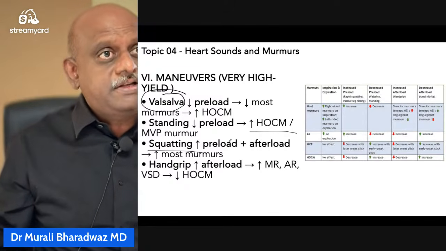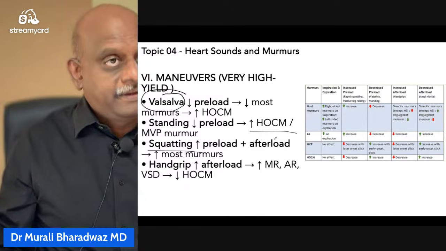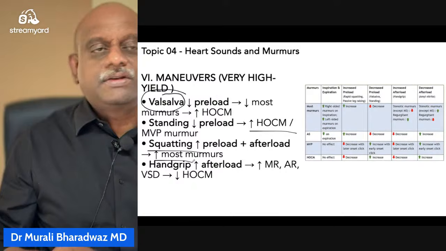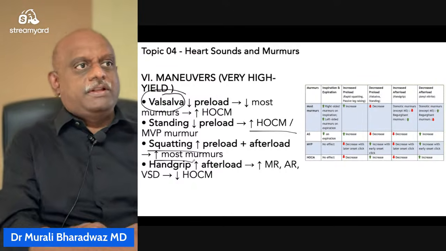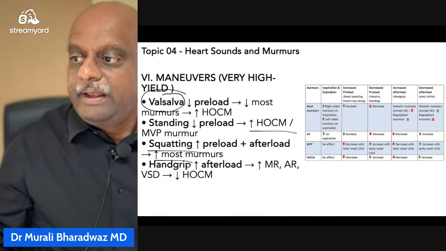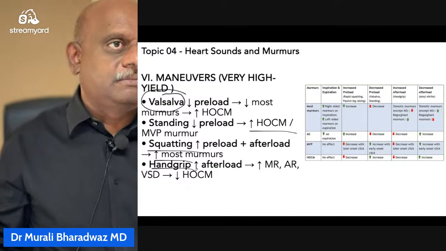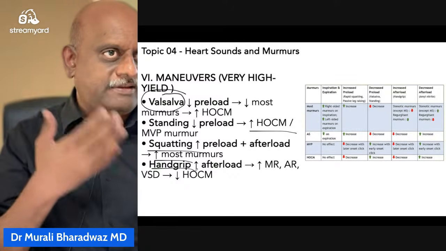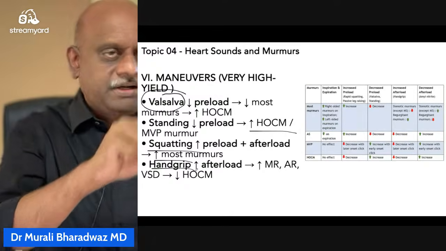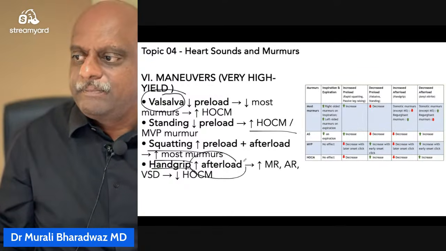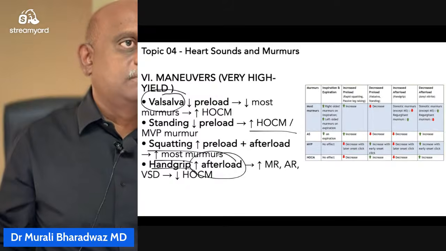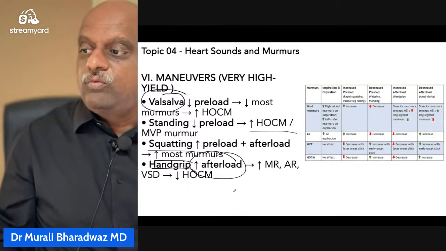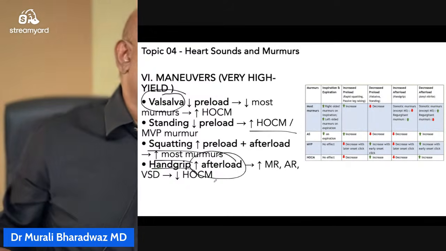That will increase venous return, right? And that will increase most of the murmurs. Then what is hand grip? If you are doing hand grip, you are releasing catecholamines. That will lead to vasoconstriction. That will increase the afterload, right? What is the effect of increased afterload on HOCM?